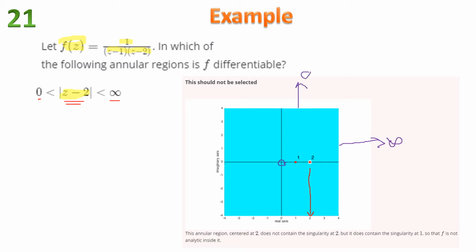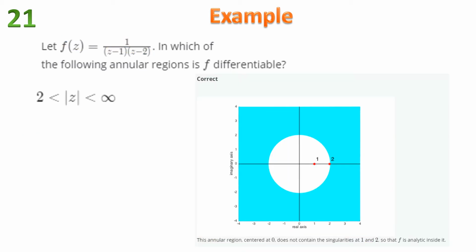Now under this consideration, z equal to 2 is excluded, but z equal to 1 is included. So the annular region is centered at 2, does not contain the singularity at 2, but it does contain the singularity at 1. So the function is not analytic inside. So the conclusion is that it is not differentiable.